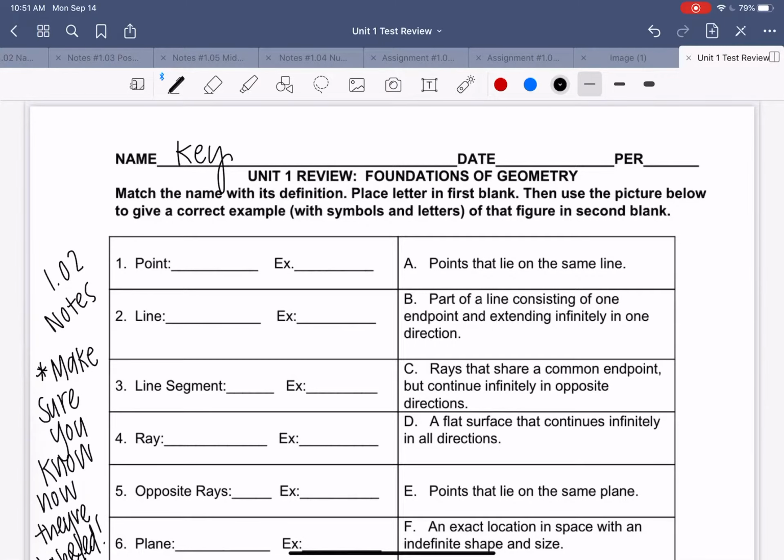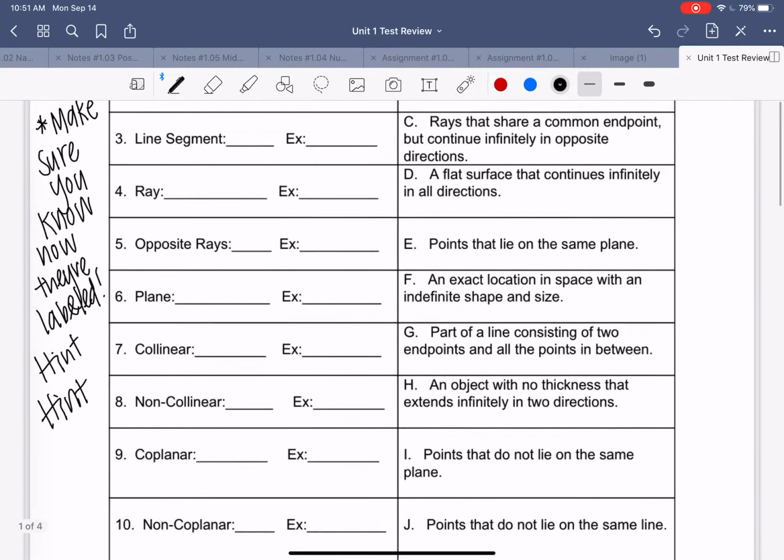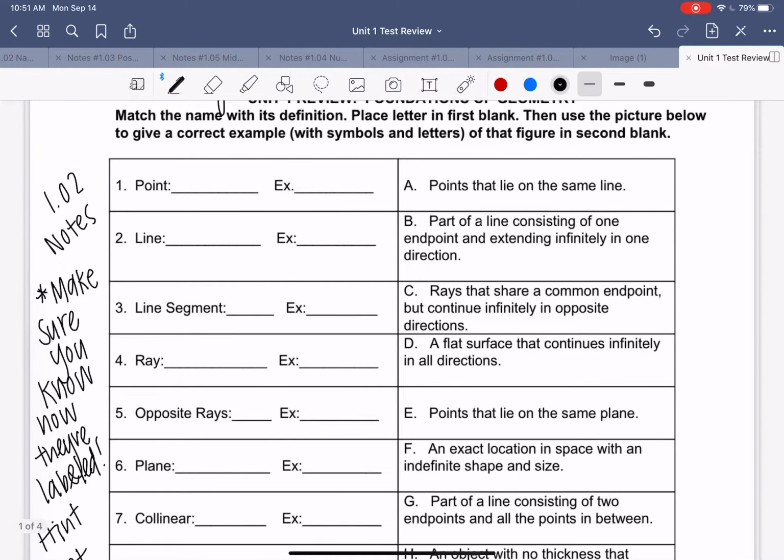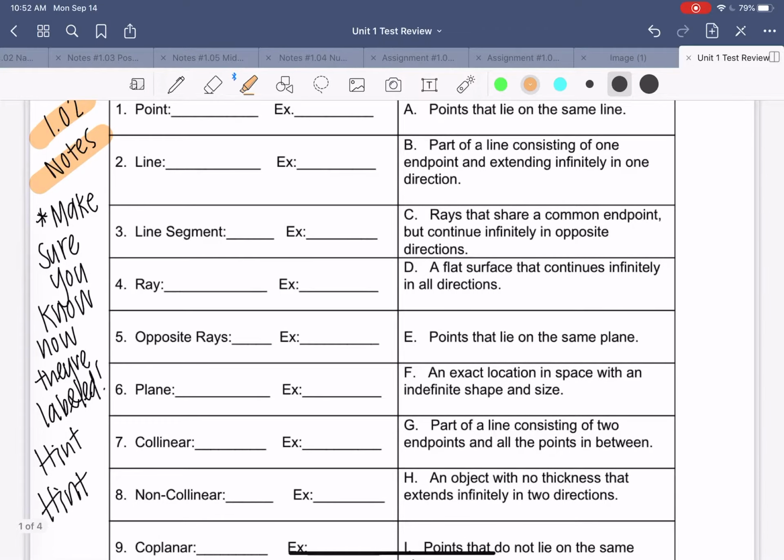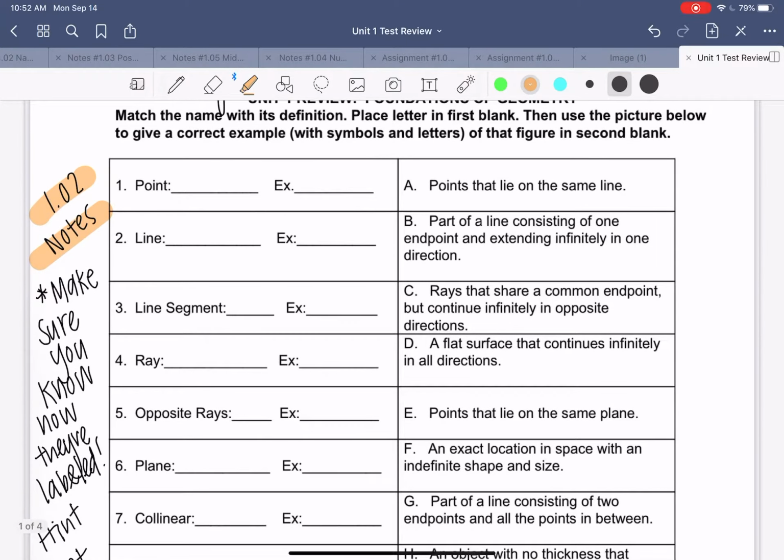All right, I'm going to try and go through this Unit 1 review of questions you might have and things you will see on the test. So like 1 through 10 right here, look for your 1.02 notes. This is also the notes that I posted, like example. This is where you'll find those. Make sure you know how they're labeled, okay? Hint, hint. That will be on the test.